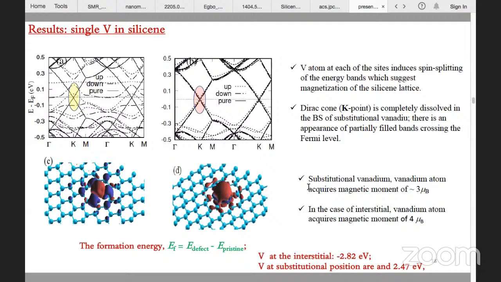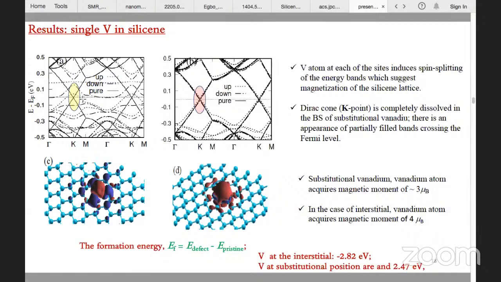But the meaning of this is that, based on the way we've written the formation energy, the more negative the formation energy, the easier it is for such a defect to form. So based on that, it's easier to put vanadium at the interstitial site, at the center of the hexagon, compared to the substitutional site.